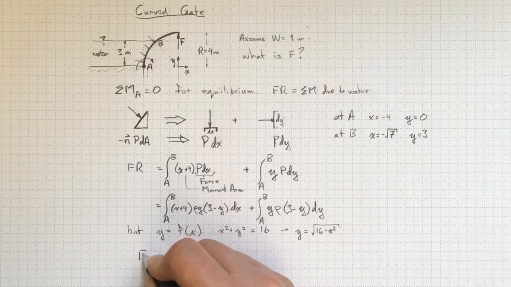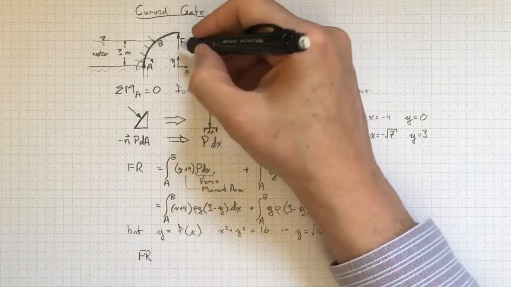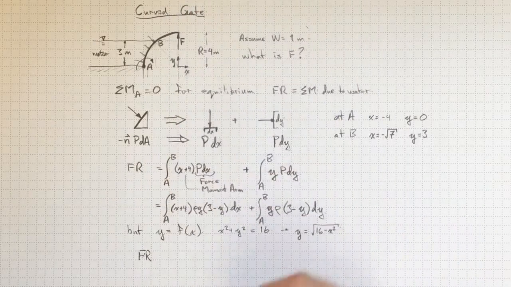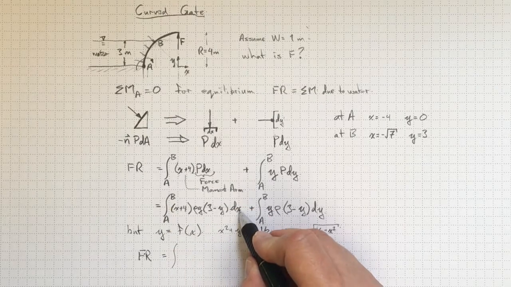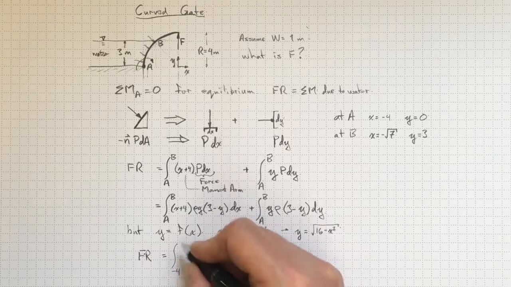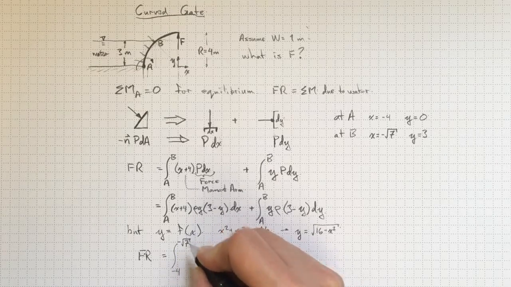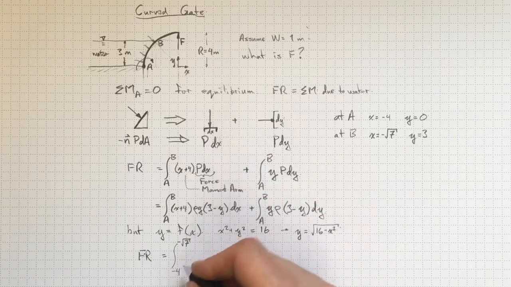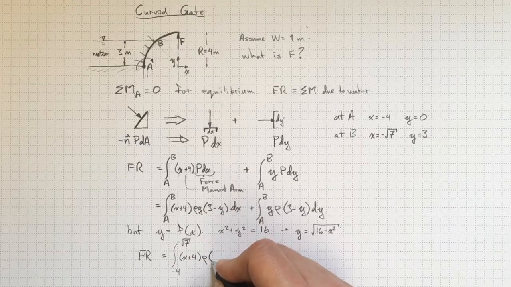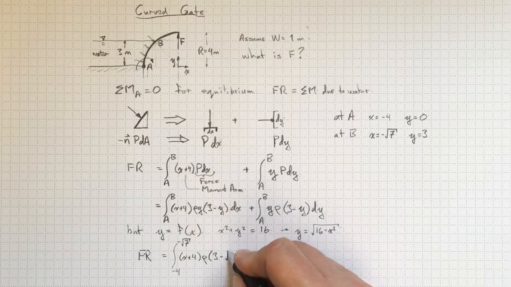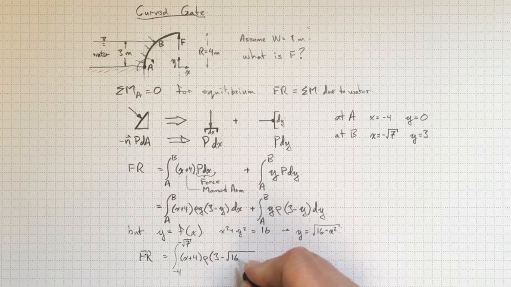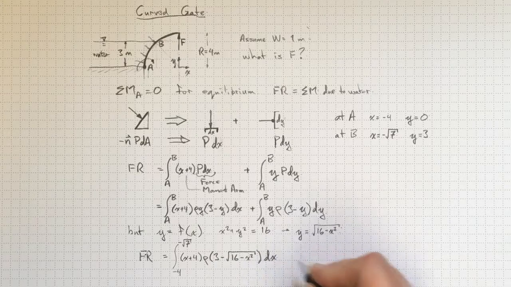So we'll wind up with F times R, the force and moment arm combination required, equal to the integral from A to B, and we're going over x, so we're going to go from -4 to negative square root of 7. That's the range of x, times x plus 4, the moment arm, times rho g, times 3 minus y. But y is a function of x, so we better get that into our integration: 3 minus the square root of 16 minus x squared dx. So there's our first integral.